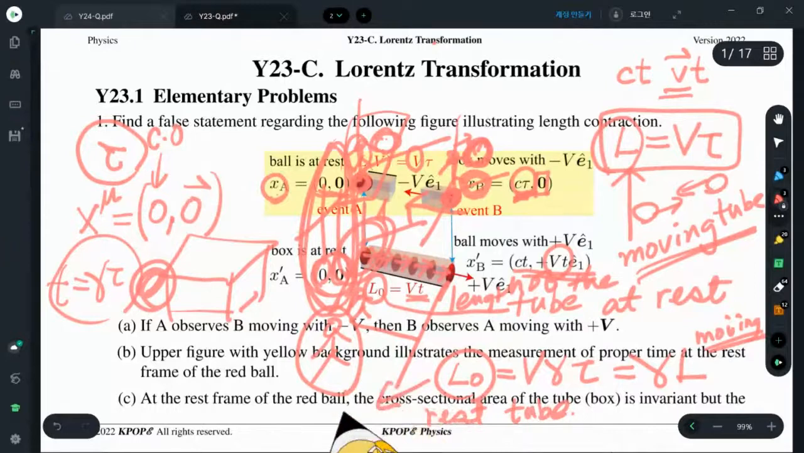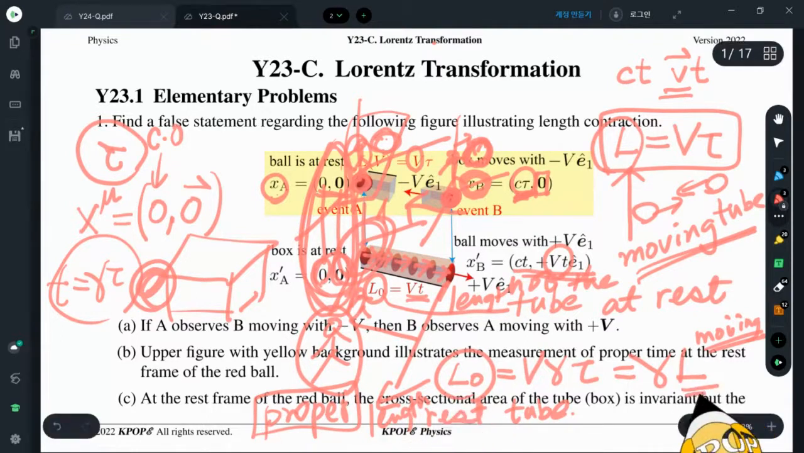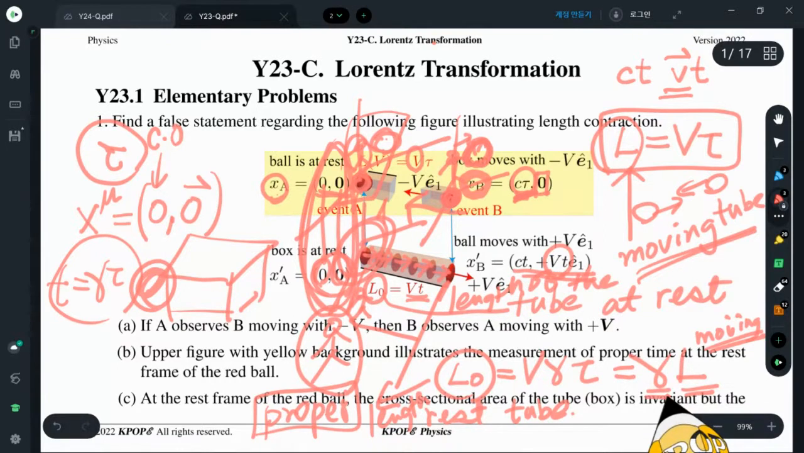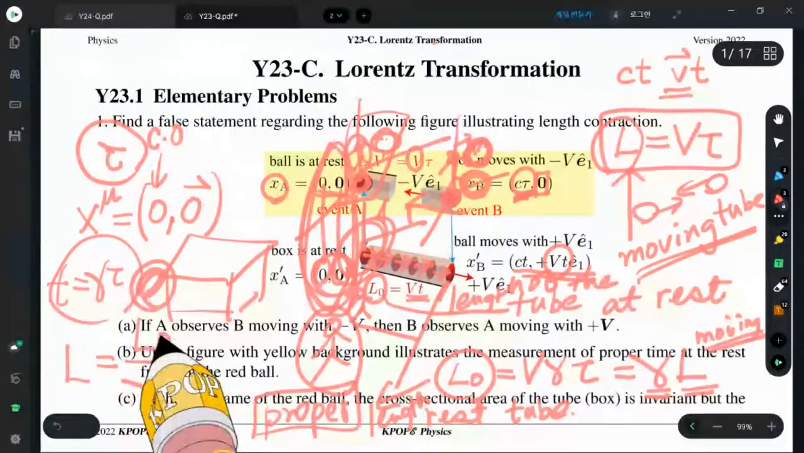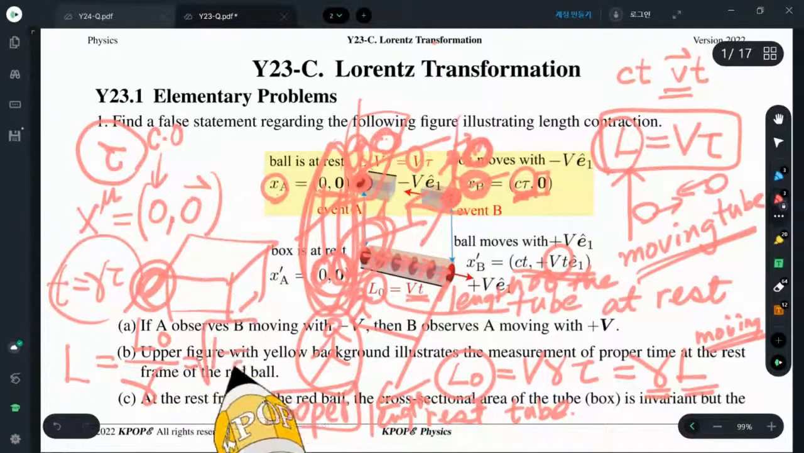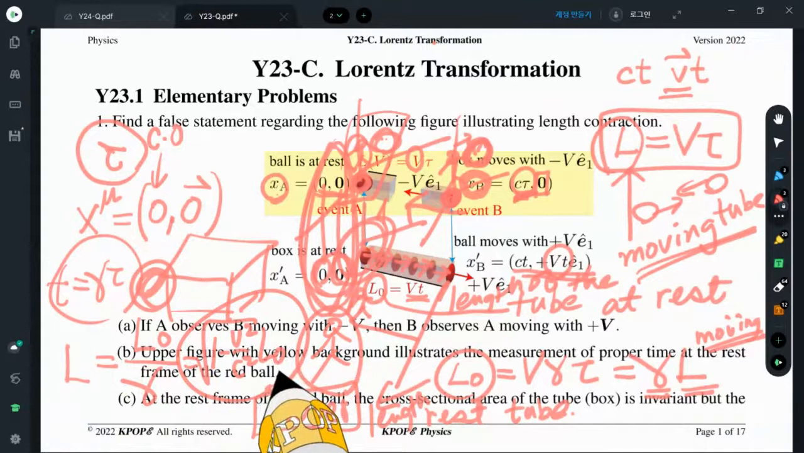Rest tube, we say it is a proper length. Proper is attached to everything at rest. In comparison with the proper length, there should be gamma that is greater than 1. Therefore, L is L0 over gamma. And what's that? Square root of 1 minus v squared over c squared, times L0. This is less than L0.